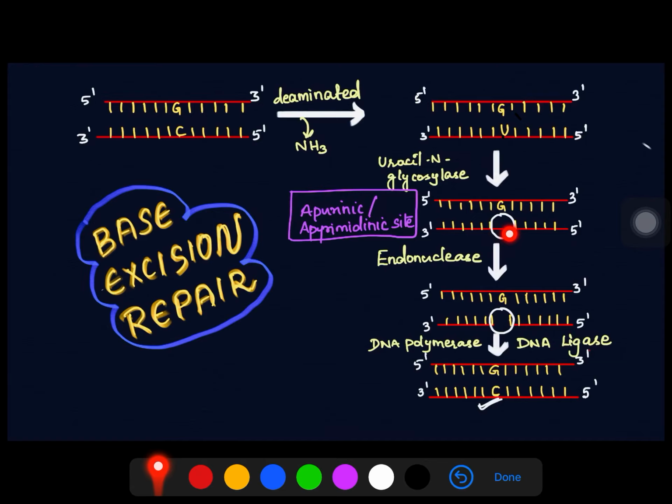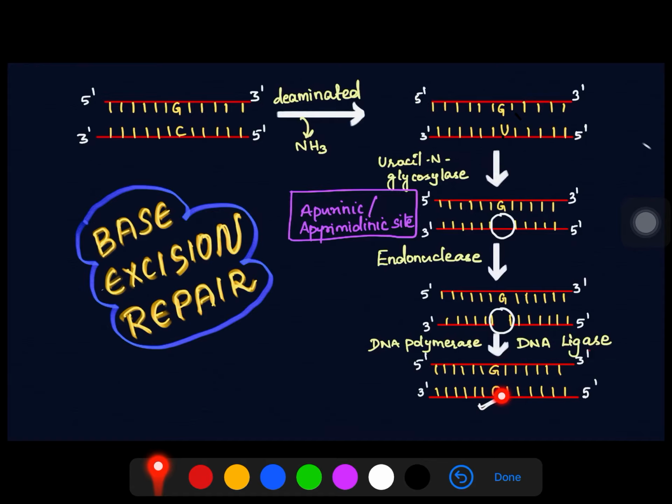Next, the role of DNA endonuclease. This endonuclease will cut or nick the sugar and phosphate backbone. So here you can see in that place there won't be any backbone and no base present. Now this place has to be repaired, or a new strand has to be synthesized and initiated there, which can be done by DNA polymerase and DNA ligase. The DNA polymerase will elongate this strand and DNA ligase will attach this strand. So finally the correct cytosine will come into action.